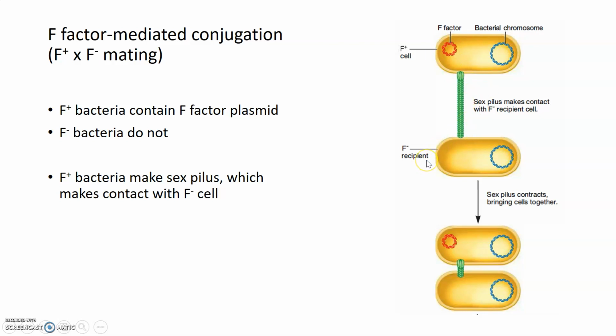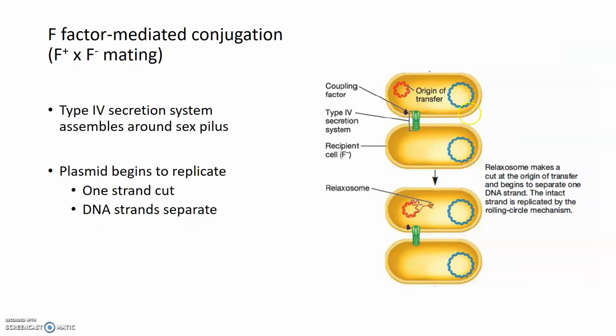Once that contact is established, this sex pilus can then contract and basically draw that F minus or F negative cell closer to the F positive one in order to make the transfer of DNA through the pilus a little bit easier. Once the F positive donor cell and the F negative recipient cell are within a very close range, the sex pilus is shortened.